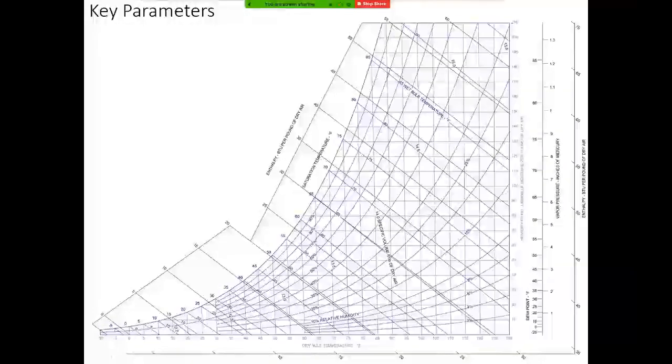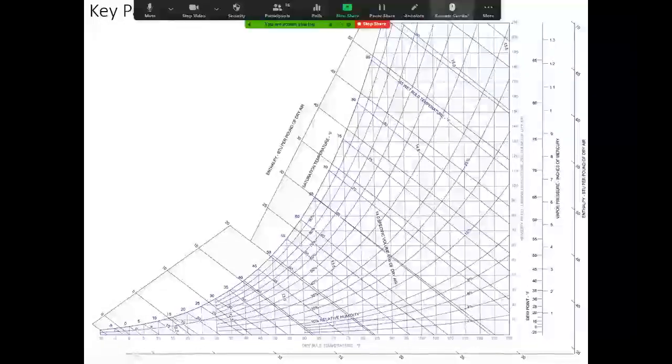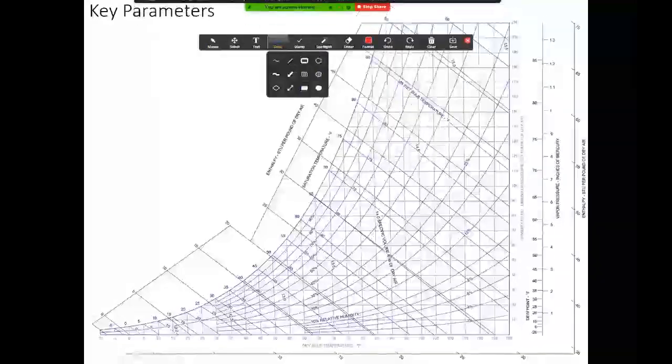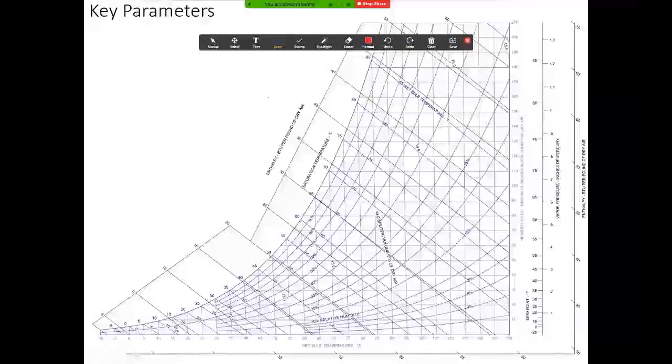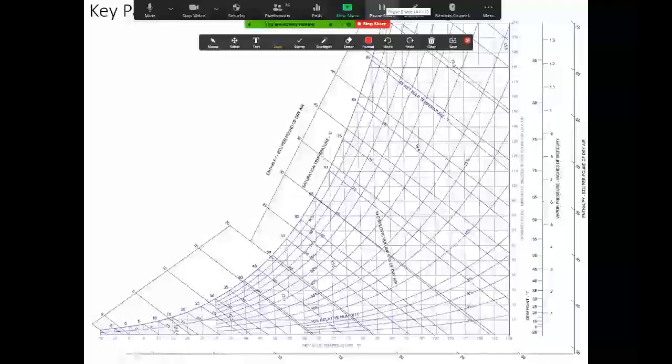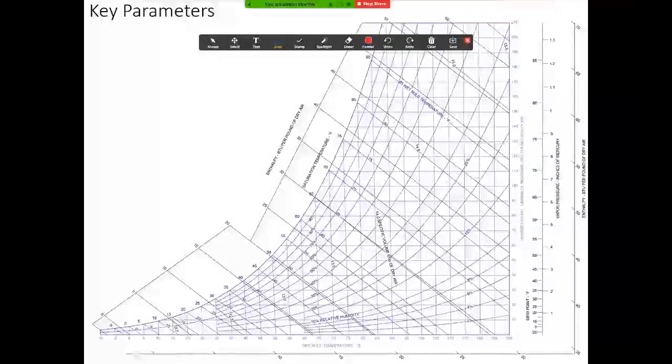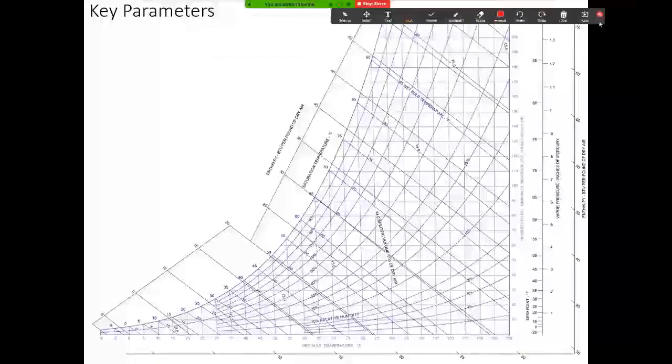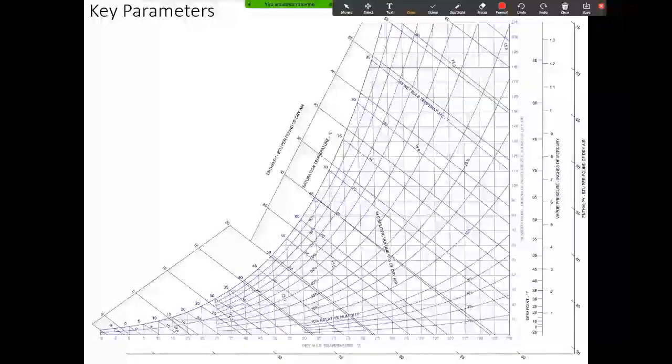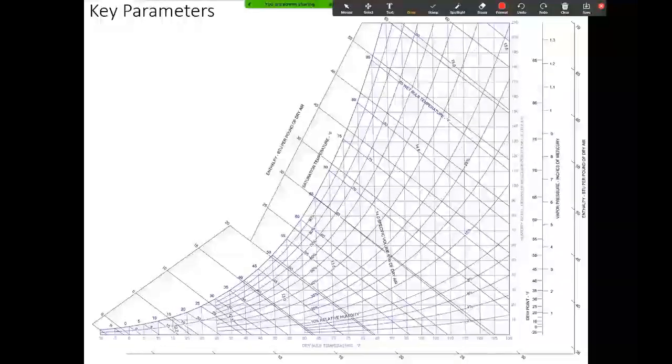Dry bulb, there's my thing here. There we go. Ooh, that's handy. How did I do that? Oh, well. So we've got dry bulb temperature down here. And remember, your dry bulb, oh, there it is. Okay.